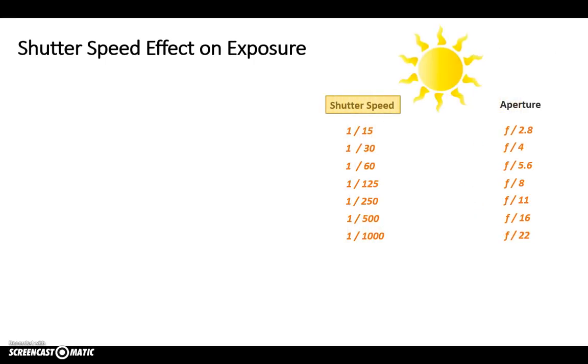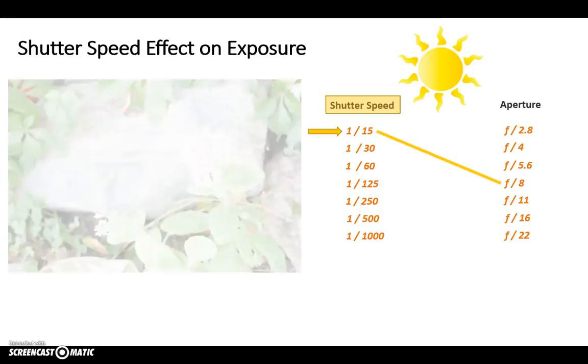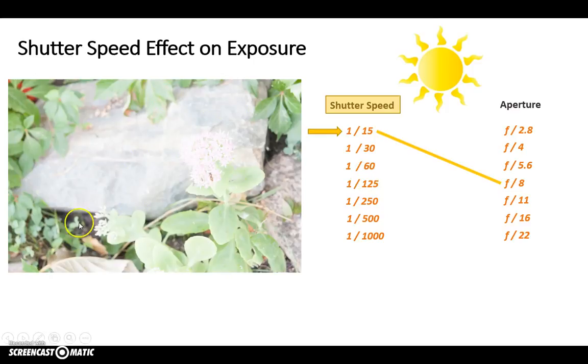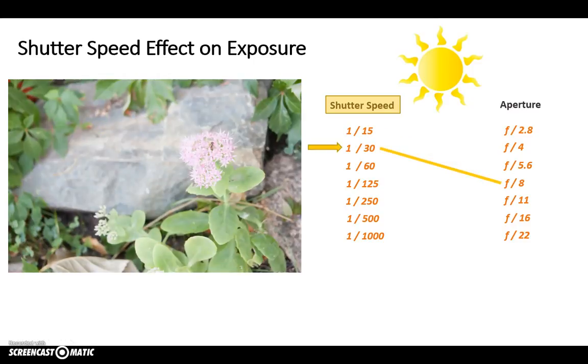Let's take a look at the effect that shutter has on exposure when we move from one shutter speed to another. And let's just say, for example, that we have this image, very bright image. The shutter was open for 1/15th of a second, which is a long exposure, and our aperture was at f8. And without the camera adjusting the aperture every time we change a shutter speed, let's just look at the effect on the image going from 1/15th of a second to 1/30th of a second. We cut the amount of light in half.